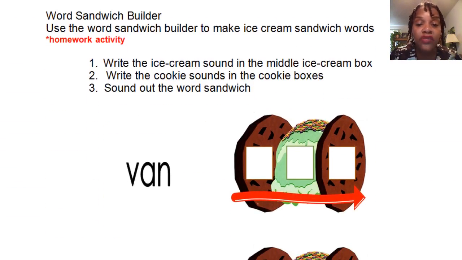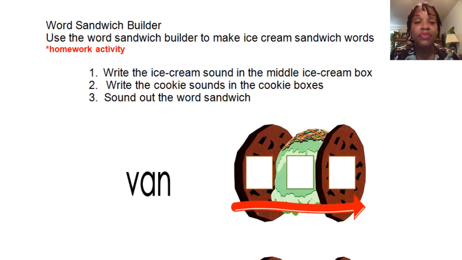Now, this is a part of your homework activity. This is for all three levels, but especially for my level one students. This is called a word sandwich builder. What you're going to do is use this word sandwich builder to make ice cream sandwich words. You're going to find the ice cream sound here and write it right here on the ice cream sound. And then you're going to find the cookie sound on the left, which would be the V, and the cookie sound on the right, which would be the N.